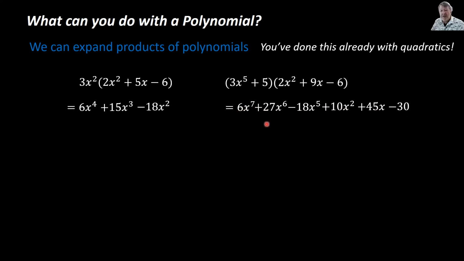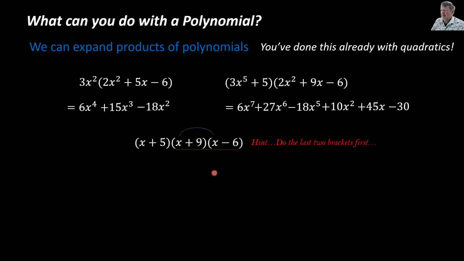One you may have come across, which may look very familiar, is something like this. This will give you a cubic. These are all individual polynomials, but they're all multiplying together. Hopefully you remember to do this part first. Multiply the last two brackets first. And then you'll see it just all comes out.